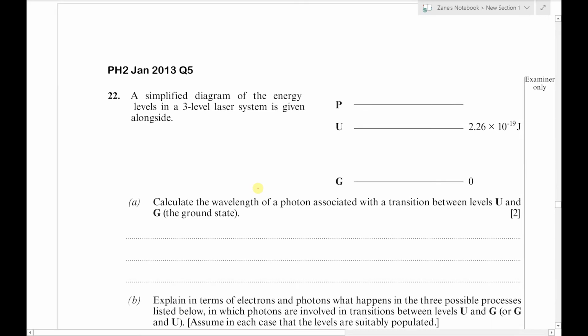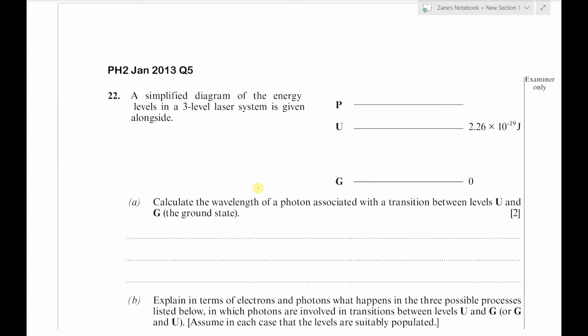And welcome to another WJEC A level physics question. This time it's question 5 from January 2013's Unit 2, and it's a question about energy levels and lasers. So we've got a diagram, or a simplified diagram, of the energy levels in a 3-level laser system.